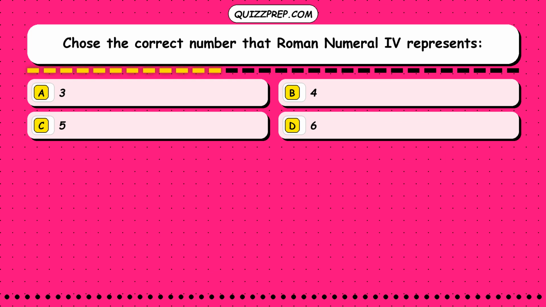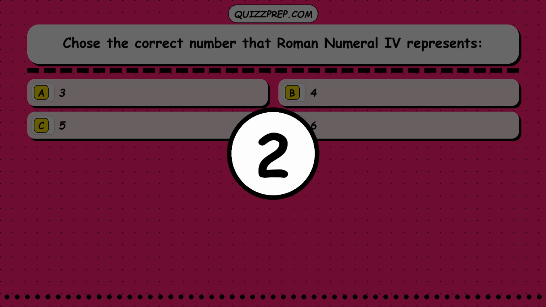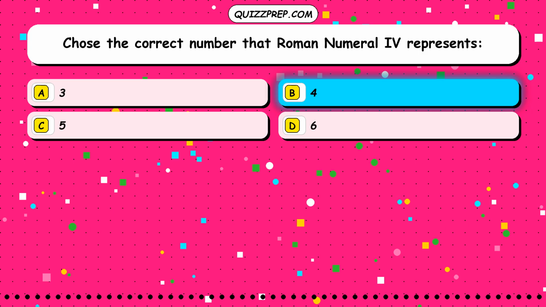Question 332. Choose the correct number that Roman numeral 4 represents. Option A. 3. Option B. 4. Option C. 5. Option D. 6. The correct answer is option B. 4.